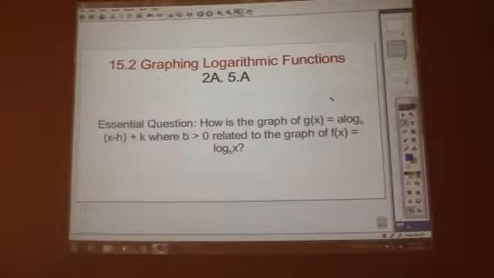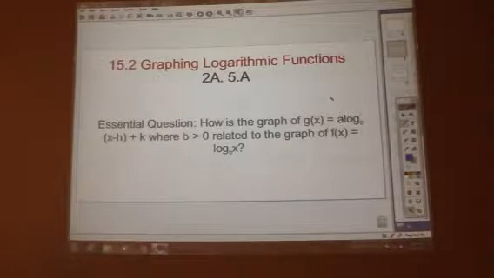All right, lesson 15.2, graphing logarithmic functions. How is the graph of g of x equals a log base b of x minus h plus k, where b is greater than 0, related to the graph f of x equals log base b of x? We're going to look at three different graphs.